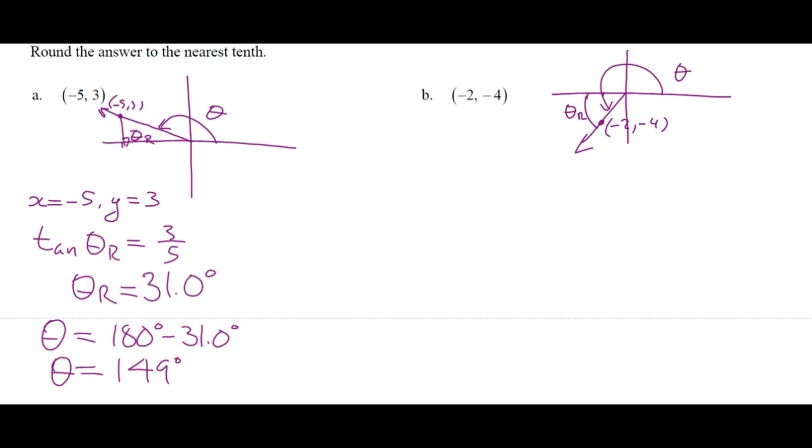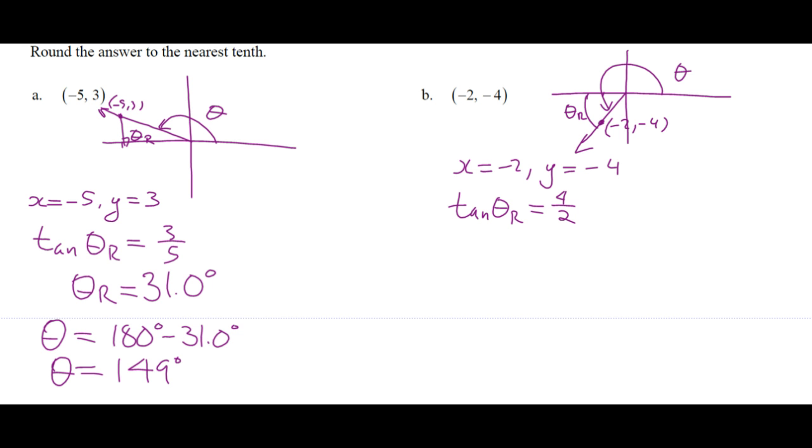So we're going to find theta ref using tan again, because we have x and y. There's no point in figuring out r and then using sine or cos. So we know that x is negative 2 and y is negative 4, and tan of theta r is equal to y over x. If we did negative 4 over negative 2, we're still going to get a positive, so it's just going to give us the quadrant 1 angle. We know tangent's positive in quadrant 3, but based on the sketch, we need the quadrant 3 angle.